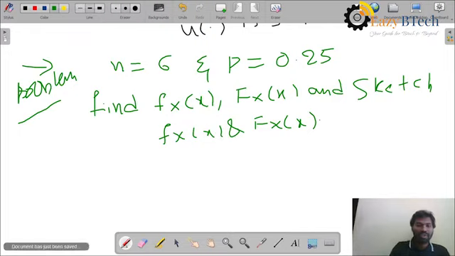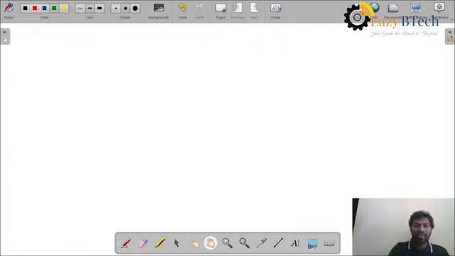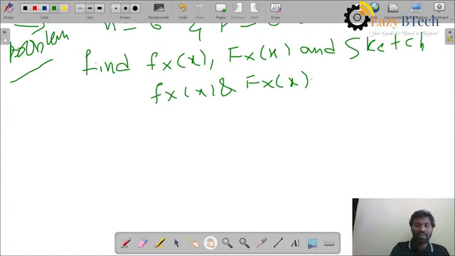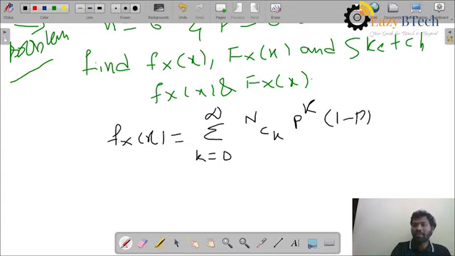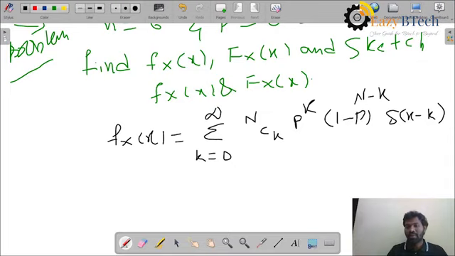Coming to the binomial density function, we already know that fX of x equal to summation k equal to 0 to infinity nCk p power k, 1 minus p whole power n minus k, delta of x minus k.